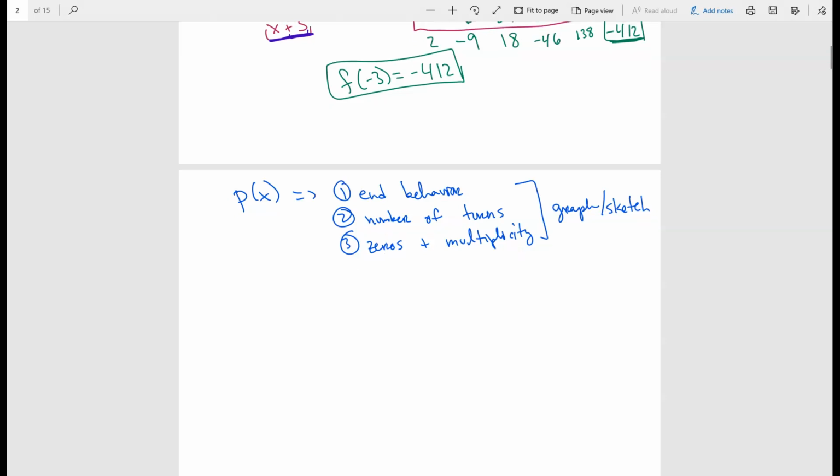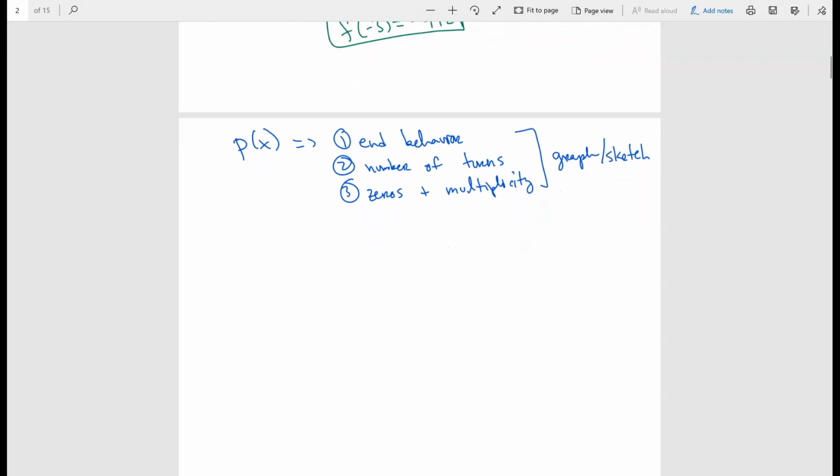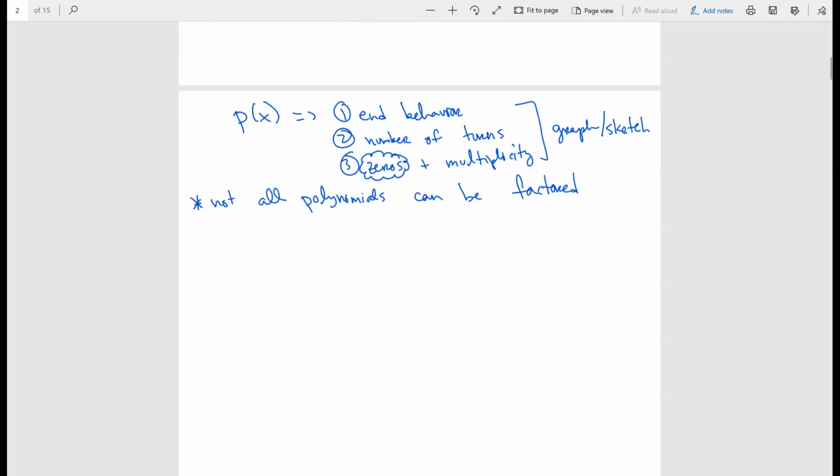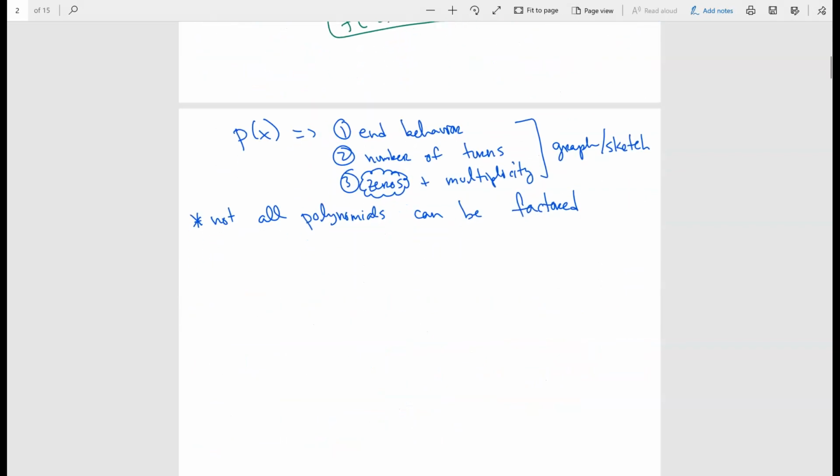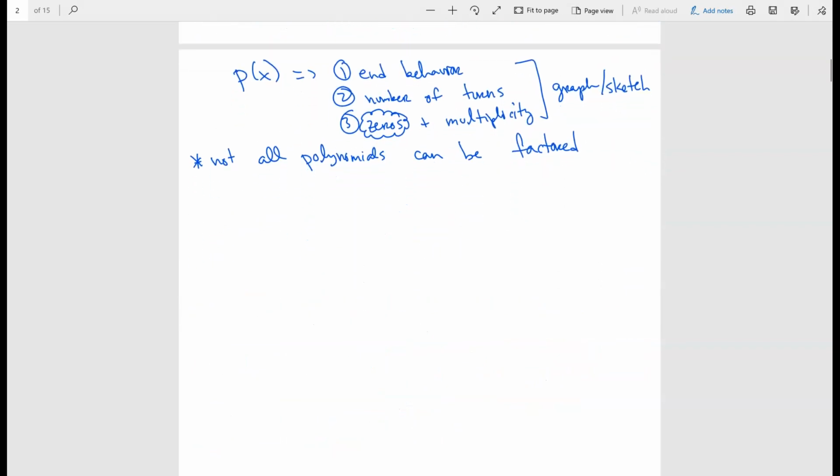But we know that not all polynomials can be factored. So when we're trying to figure out the zeros of the polynomials, not all polynomials can be factored. It's very, very difficult for us to figure out if a polynomial can be factored or not. So what can we do? There are many different things that we can do. Here is another theorem that relates back to the remainder theorem, and this is the factor theorem.